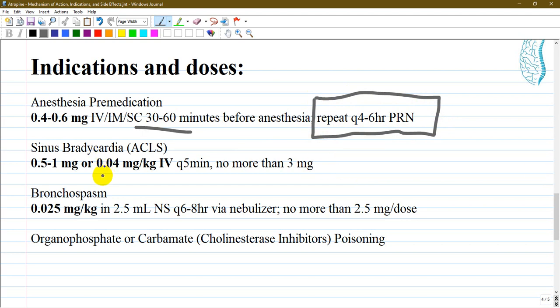In sinus bradycardia, 0.5 or 1 milligram can be administered every 5 minutes. But there is one important thing: do not exceed 3 milligrams. In bronchospasm, you can administer 0.025 milligram per kilogram via nebulizer, very rarely used. And of course, in organophosphate poisoning.